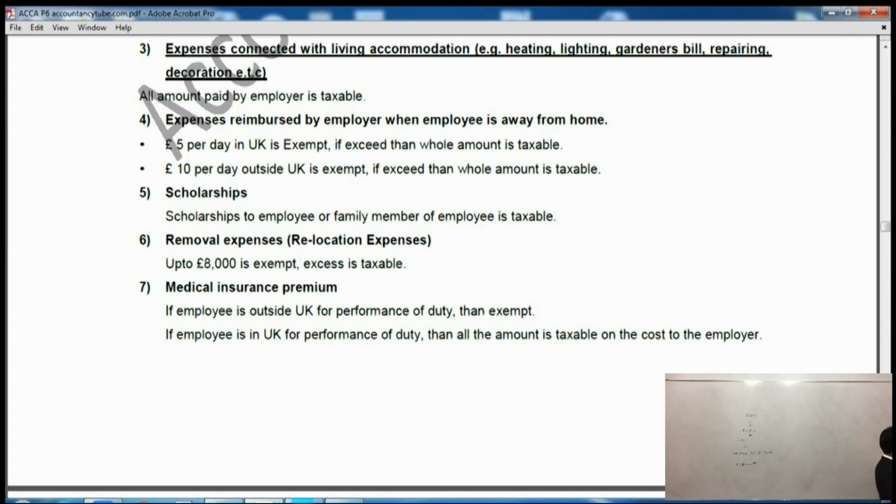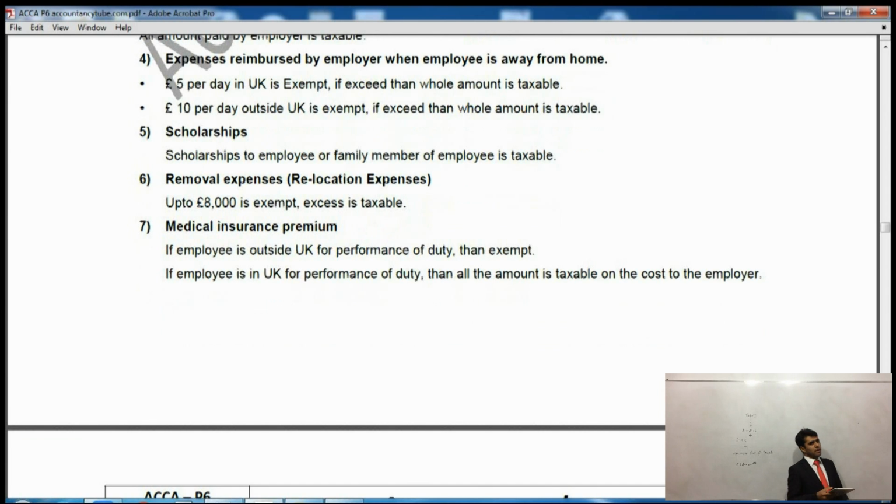£10 per day in the UK is exempt. If it exceeds that, the whole amount is taxable. Now the second one says £10 per day outside UK. If you're going from UK to Dubai for audit purposes, then £10 per day is exempt, and if it exceeds that, the whole amount is going to be taxable.